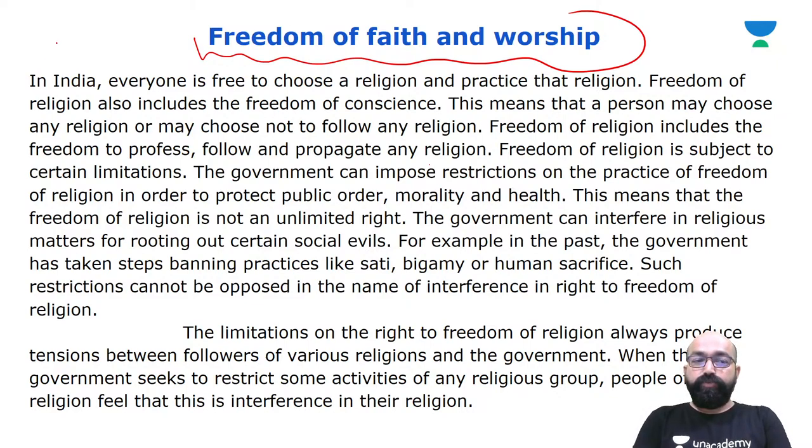Freedom of religion is subject to certain limitations. The government can impose restrictions on the practice of freedom of religion in order to protect public order, morality and health. This means that the freedom of religion is not an unlimited right. The government can interfere in religious matters for rooting out certain social evils. For example, in the past, the government has taken steps banning practices like sati, bigamy, and human sacrifice. Such restrictions cannot be opposed in the name of interference in the right to freedom of religion.